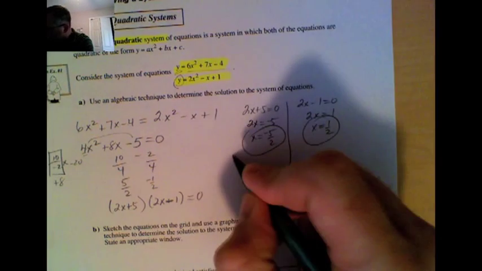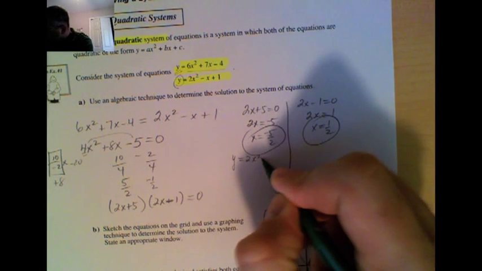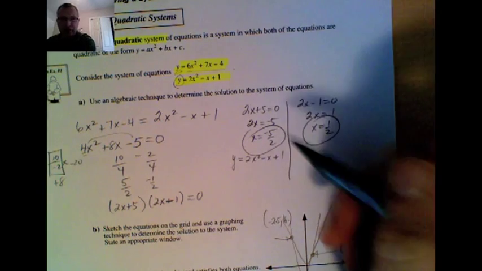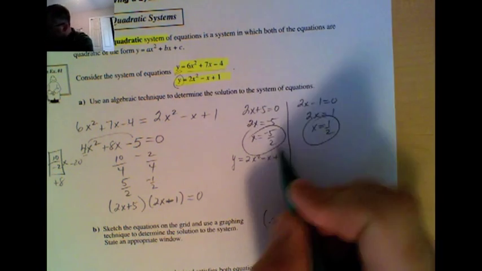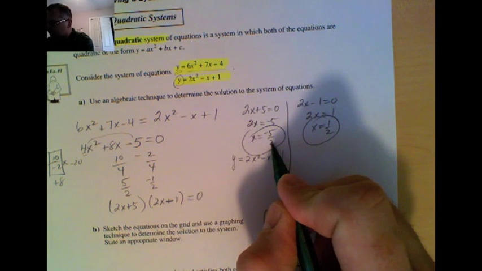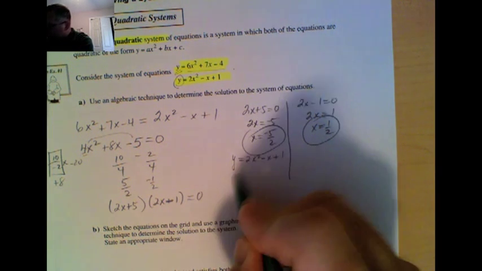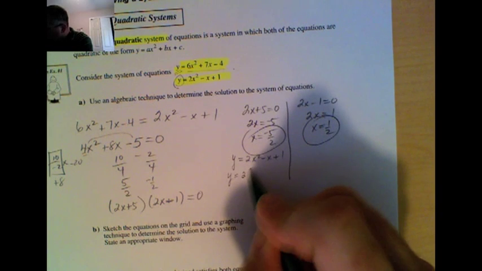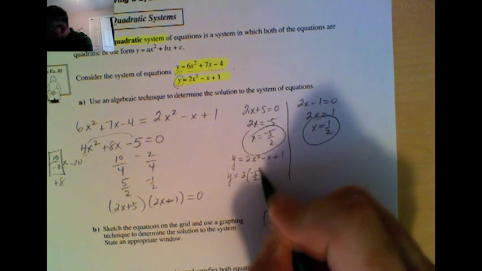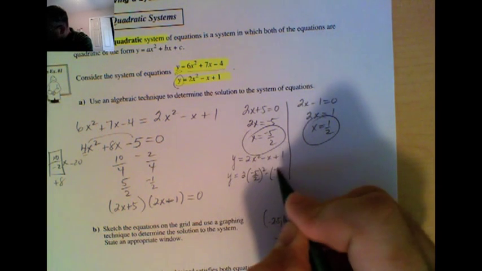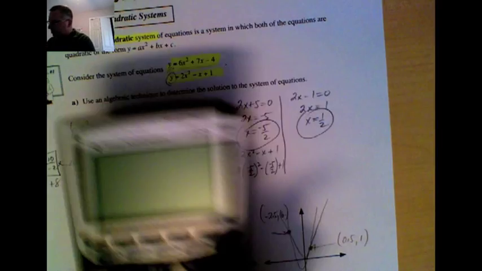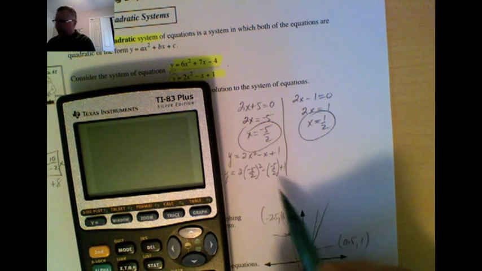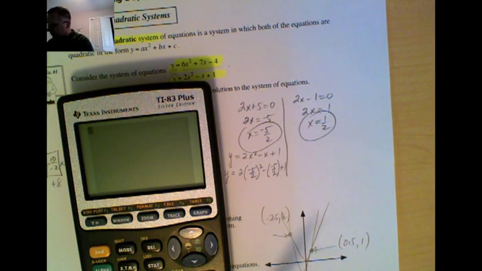So what I'm going to do is I'm going to use my second equation. You could have used your first equation. I just chose to use my second one because it has smaller numbers in it. And I'm going to substitute this x value in for each of the x values in our equation.